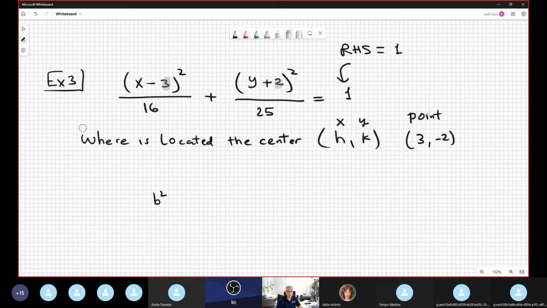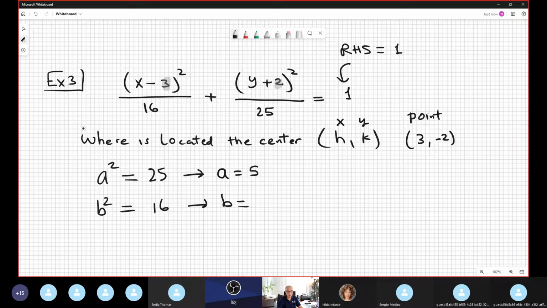Now identification. Who is A, who is B? Or at least who is A squared and who is B squared. Remember, the most important, A is the big number, the major. A squared is 25. Therefore, A is 5. B squared is 16. Now B is 4.